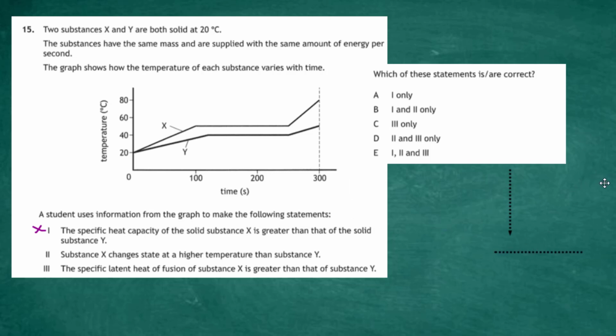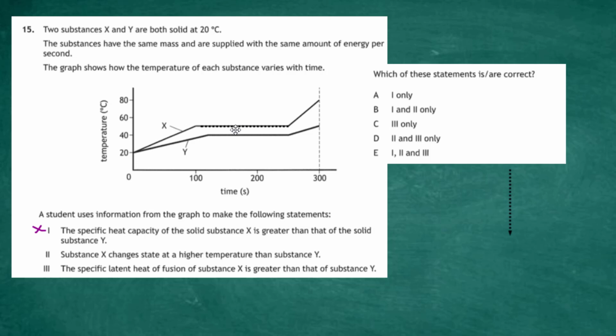Substance X changes state at a higher temperature than substance Y. Well, let's take a look at the flat line here. This is a place where the temperature no longer rises. This is where the substances are changing state. Remember, you can put a lot of energy in and it doesn't show up in a temperature rise. It just shows up in a change of phase. And remember, the length of this line, according to our graph, is really the amount of energy needed to make that change of state.